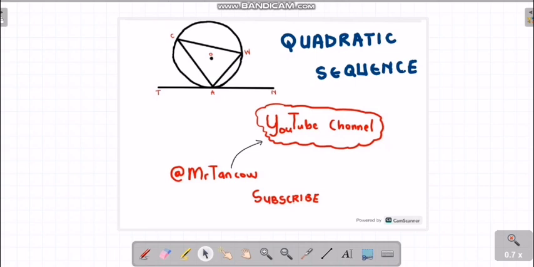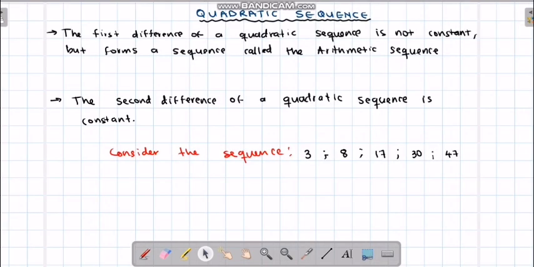Before we do our questions, we'll just do some brief notes about the quadratic sequence. How will you see that this is a quadratic pattern? Okay, so now let's check. I wrote some notes.